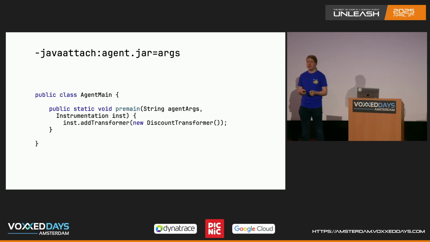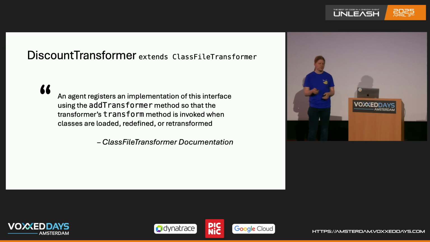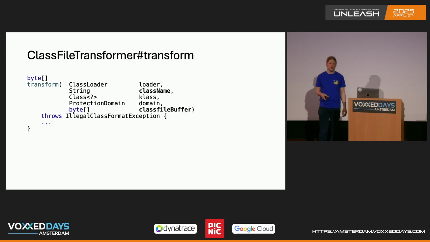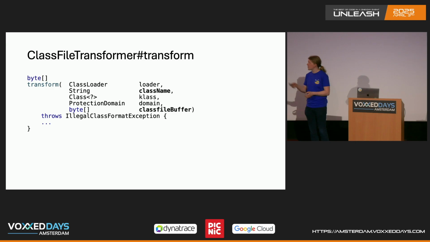One of the things is we can add a transformer, and that's pretty helpful. So we can add a discount transformer, and this is then called whenever a class is newly loaded. To quote the documentation for ClassFileTransformer, essentially an agent registers an implementation of this interface using the addTransformer method so that the transform method of the transformer is invoked every time a class is loaded, redefined, or retransformed. So what does this API look like that we implement?